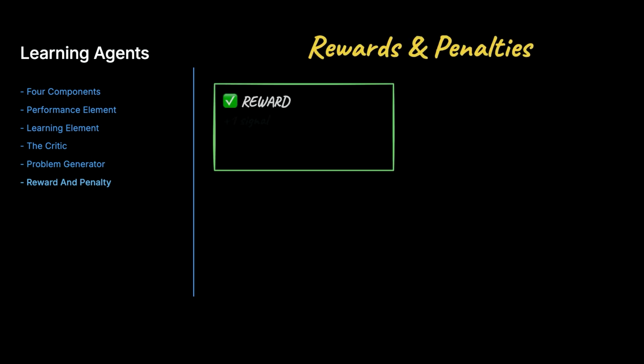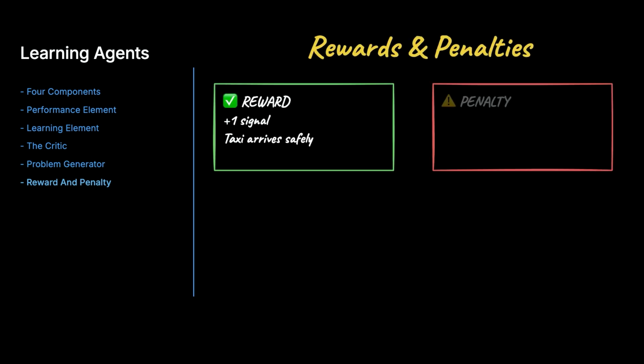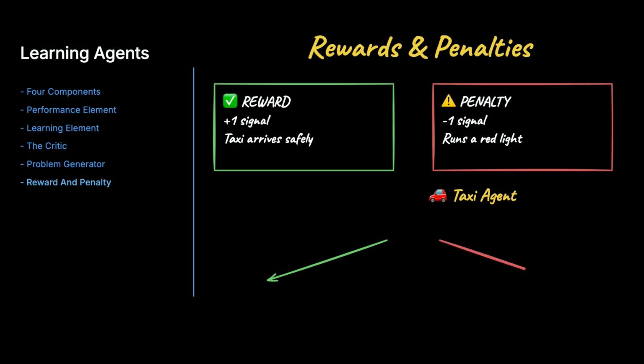How does the critic speak to the learning element? Through rewards and penalties. A reward is a positive signal that behavior was good. A penalty is a negative signal that it was bad. For a taxi, arriving safely earns a reward, while running a red light earns a penalty. The agent drifts toward reward, away from penalty.